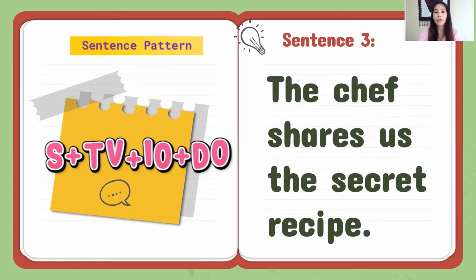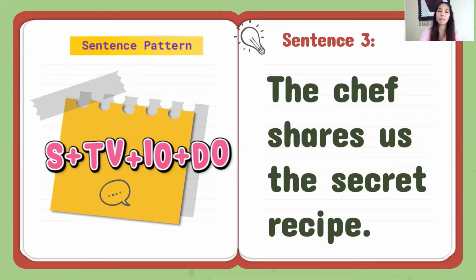and to whom the secret recipe is given. So in this case, the word or the pronoun us. Now, shares what? Now, remember that the direct object answers the questions what or whom. Now, the sentence here is the chef shares us the secret recipe. Recipe is the receiver of the action shares. What was being shared? Recipe.